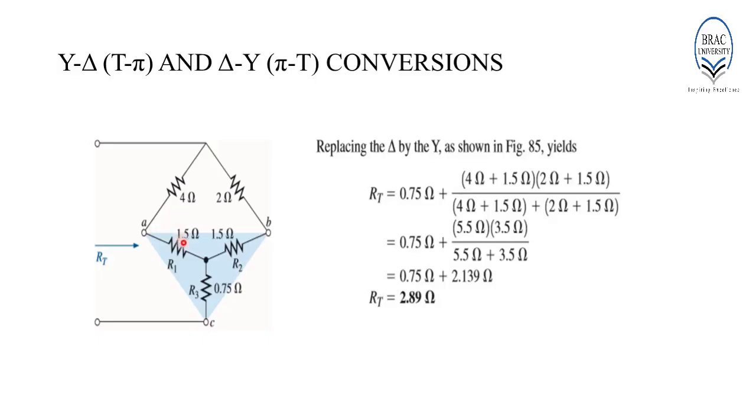Now 4 ohm and 1.5 ohm are in series. 2 ohm, 1.5 ohm are in series. Then 5.5 ohm and 3.5 ohm are in parallel. Then that entire section is in series with R3, which is 0.75 ohm. Thus, we can easily determine RT, which is equal to 2.89 ohm.